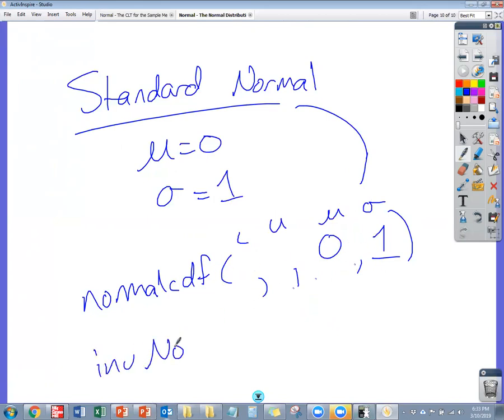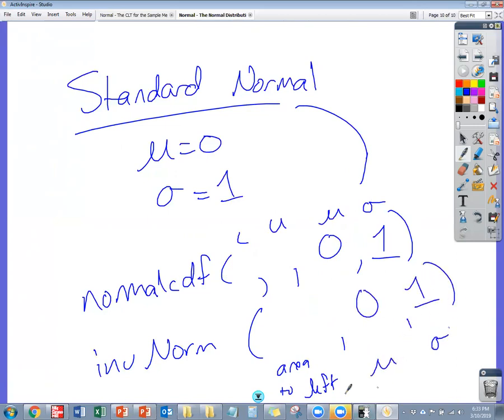If you're doing inverse norm, you've got your area to the left, your mean and your standard deviation. Then your mean and standard deviation are that, and you've just got to tell it the area to the left. So in other words, when you're in standard normal land, these are the only things that you have to decide, these three things. The rest of them, the mean and the standard deviation, are already decided. So this works for standard normal distribution too.